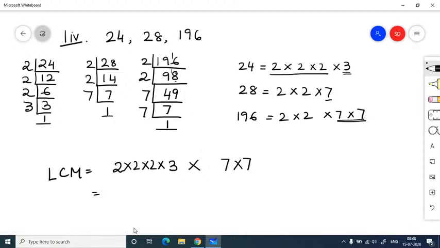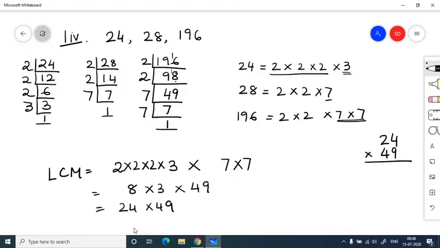Which is 2 into 2 into 2 is 8, into 3, into 49. So that is 24 into 49. And do the multiplication in the rough column. 7 times 4 is 28... 4 4s are 16, carry 1. 4 2s are 8 and 1, 9. So 1176. So your LCM is 1176.